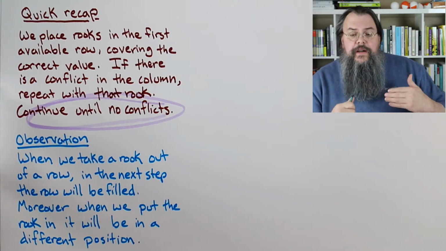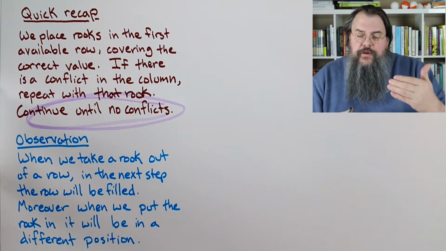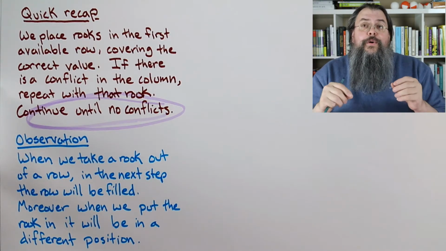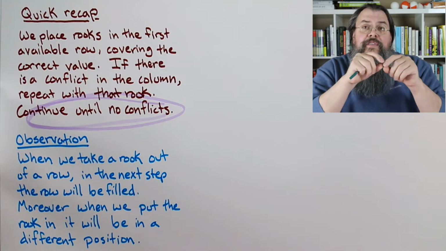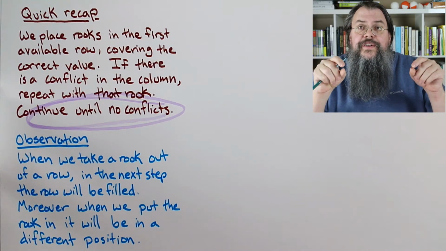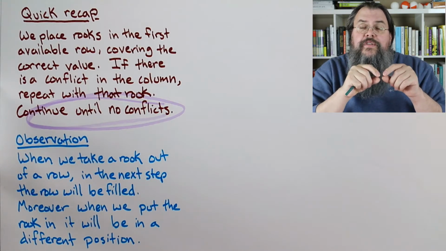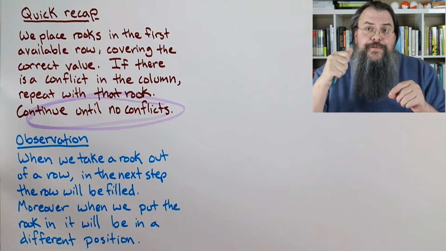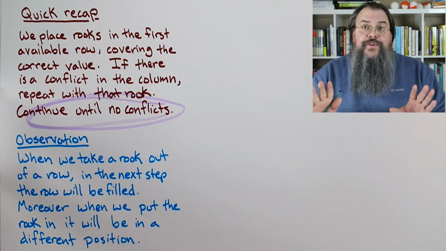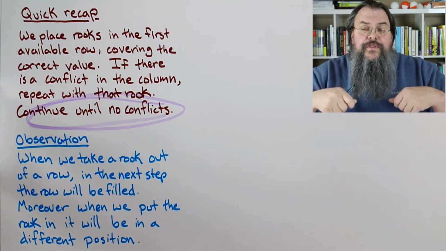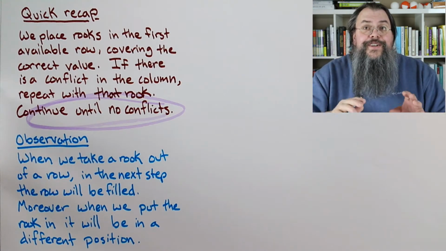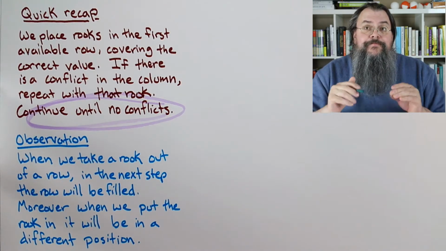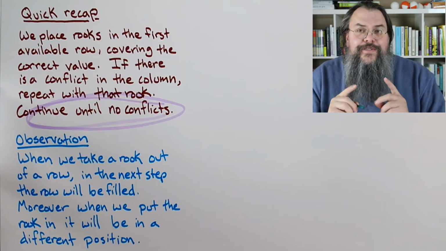So when we take a rook out of a row, in the next step, the row will be filled. Now, let's just stop at that sentence. Why do we know that? Well, because once we take a rook out, that row becomes available. And in fact, once the rook has been placed, it'll become the first available row. And remember, we always move into the first available row. So that's how we know it's true. We know it's true because we move into the first available row. Now there's a second part. Moreover, when we put the rook, it will be in a different position. Okay, well, that one maybe is not quite so clear.